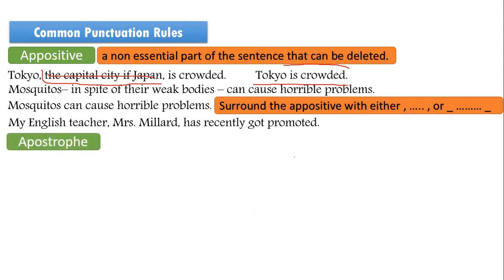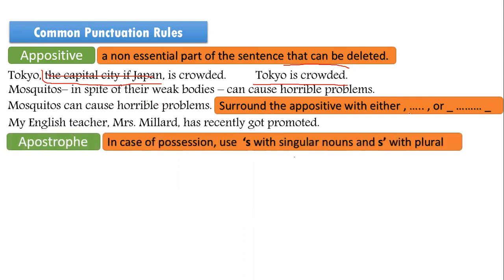An apostrophe, ya Shabab. In case of possession, we use an apostrophe if someone or something possesses or owns or has something else. In case of possession, we use an apostrophe S in this form with singular nouns, an S apostrophe in this form with plurals. What do I mean by this? Let's look. A girl's interest is different from a boy's.